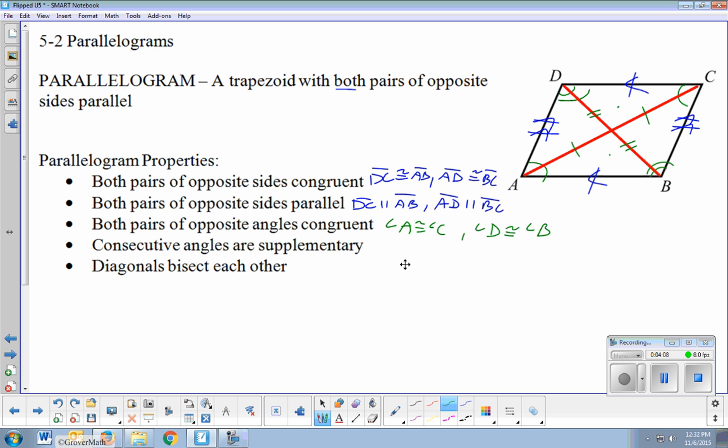Not necessarily congruent. We can't say congruent. That would require an isosceles trapezoid or a rectangle or a square, but not if you're told it's just a parallelogram. The diagonals are not congruent. They don't look congruent right here, do they? Well, let's take a look at a proof.